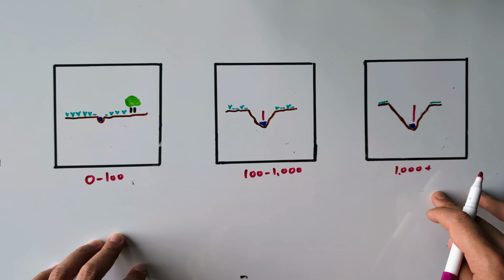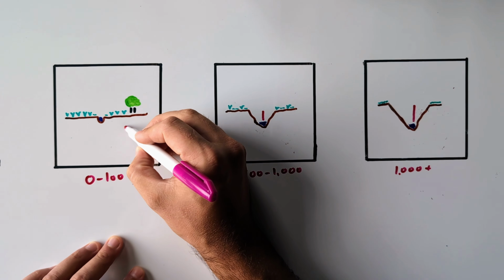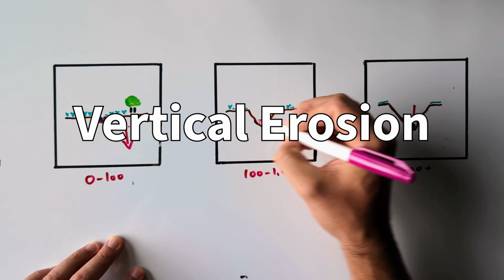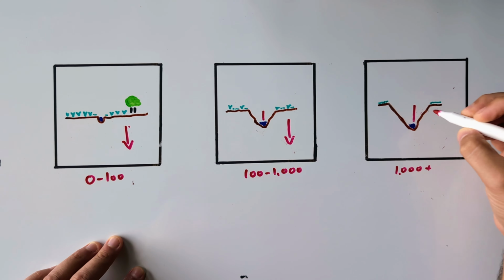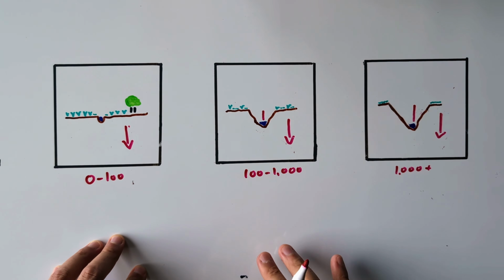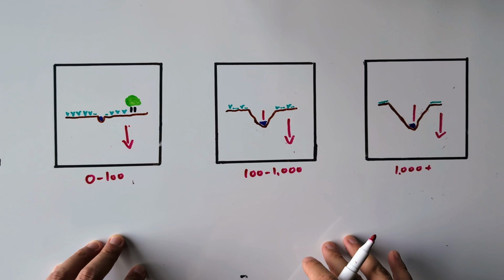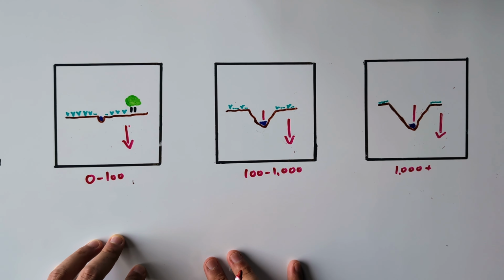So, why does that happen? Well, it happens because of vertical erosion. Now, it's worth noting that the amount of vertical erosion does not change between these time periods, okay? Because the river's discharge is still the same, okay? But we can see the effects have become greater.